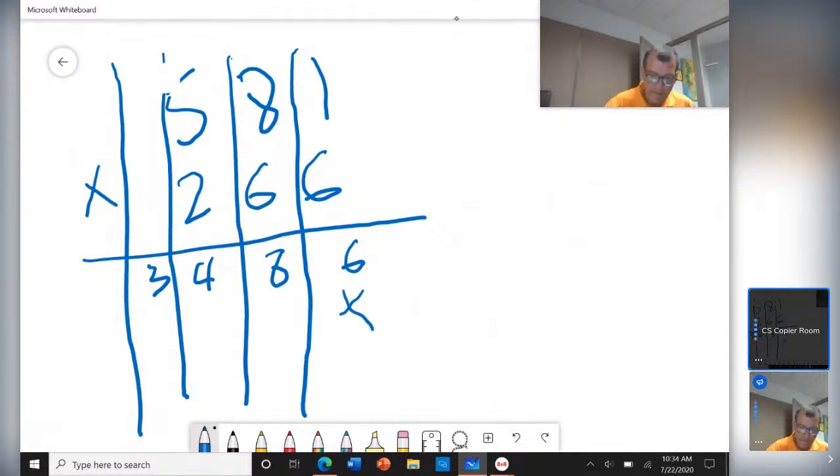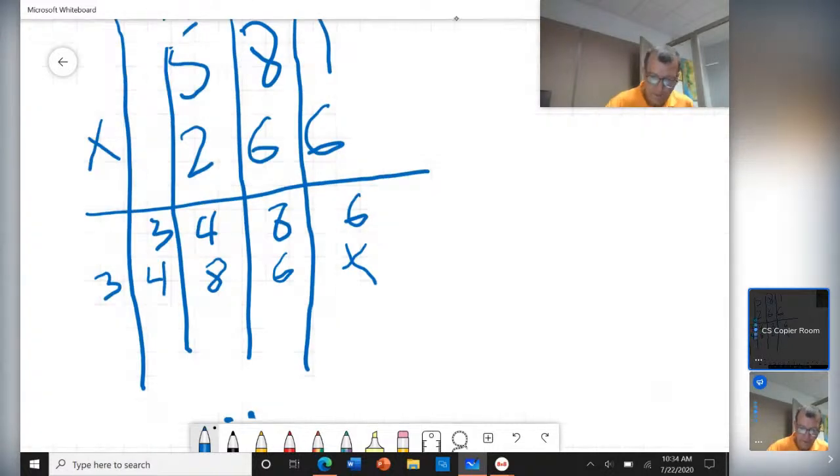6 times 1 is 6. 6 times 8 is 48. We're going to carry the 4 this time. 6 times 5 is 30, plus 4 is 34. Okay, and now we're going to go to the last one, the 2, and we're going to go over 2 columns now. Okay, 2 times 1 is 2. 2 times 8 is 16, carry the 1. 2 times 5 is 10, plus 1 is 11.